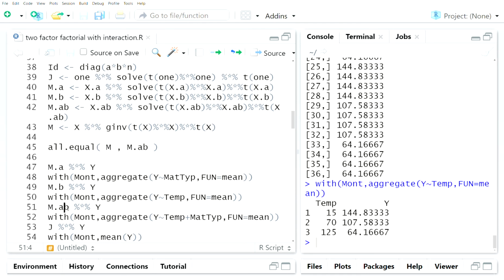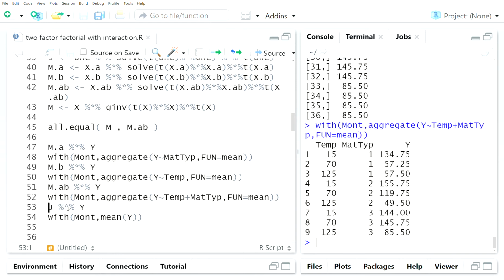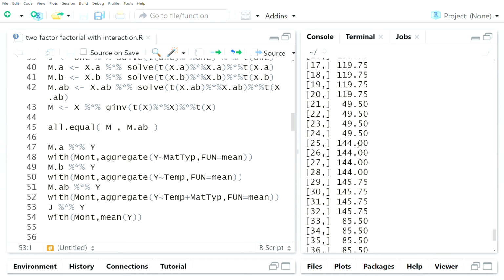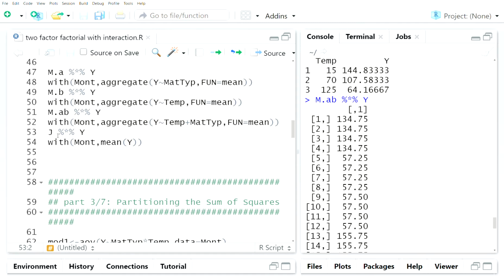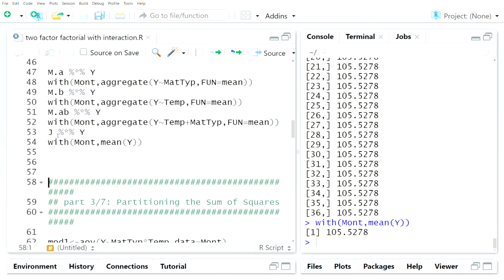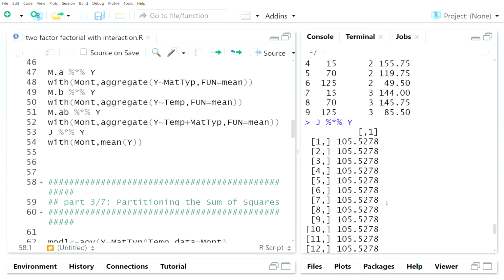And if we do the interaction subspace, here are the means for each temperature and material type. And then notice that these means here will be repeated 4 times throughout that whole mean vector. And then J times Y should create a constant mean vector of just the grand mean, and it does.